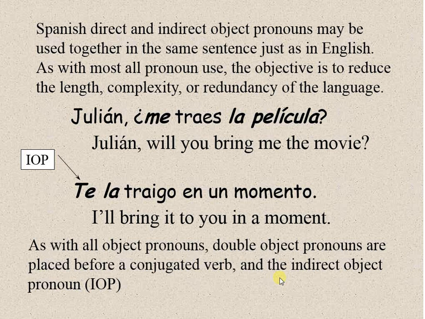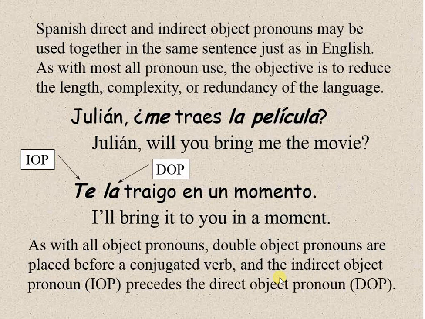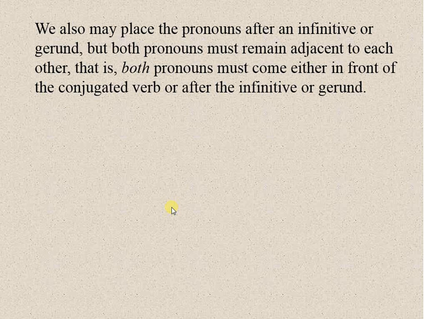And the indirect object pronoun precedes the direct object pronoun. So this is the golden rule for this class. Whenever you have double object, direct and indirect, you always place the indirect pronoun before the direct pronoun. Always. And also always before the conjugated verb. We may also place the pronouns after an infinitive or gerund, but both pronouns need to come either before the conjugated verb or attached to the infinitive or gerund.